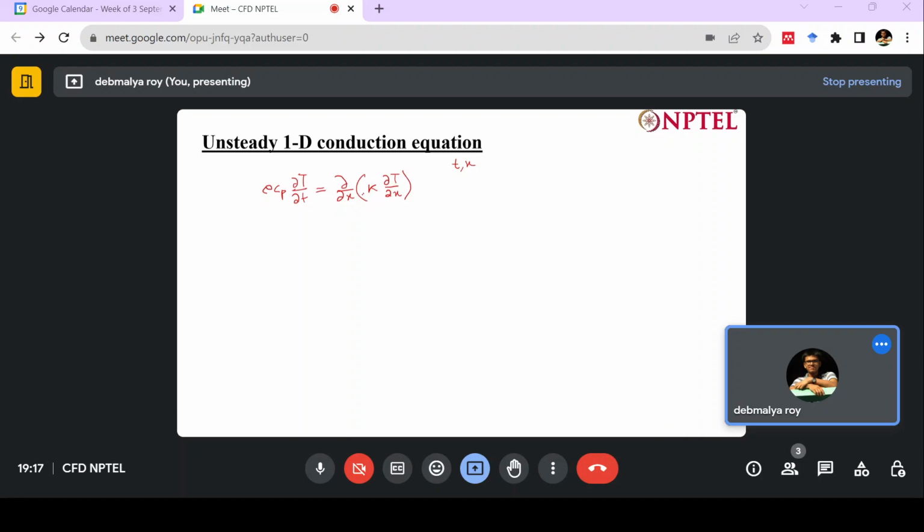In this case, what would happen? As we just discussed, we would integrate this whole equation with respect to x and with respect to t. So let's take the first term and see what that brings us to: rho Cp partial T partial t.